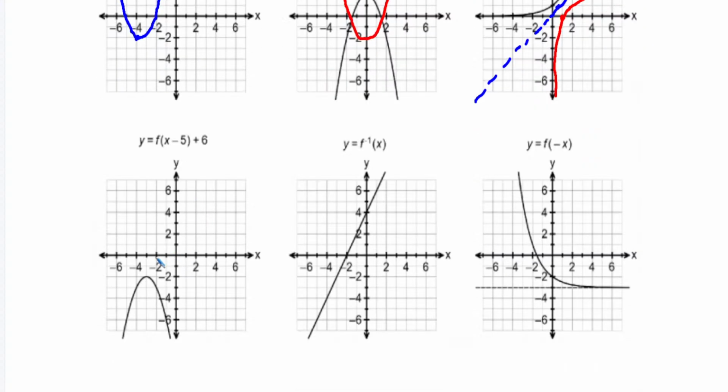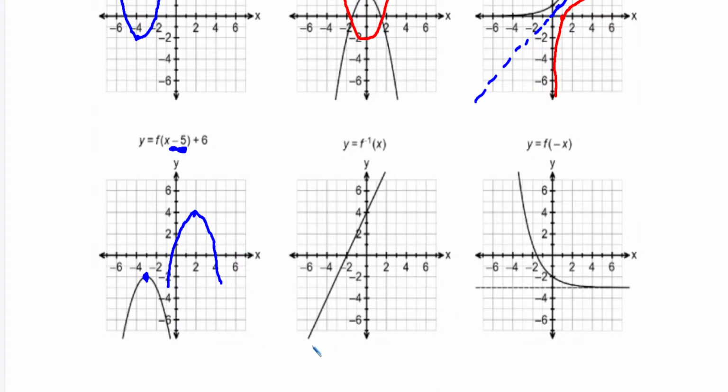Okay, this is another shifting one. This time we're shifting this thing 5 to the right and 6 up. That turning point that was at -3 is going to go to +2. It was at -2, it's going to go to +4. This thing's going to turn somewhere there. And it's going to basically be the same sort of shape, and it's going to look something like that. The inverse of this, all right, the inverse of a straight line will be a straight line.